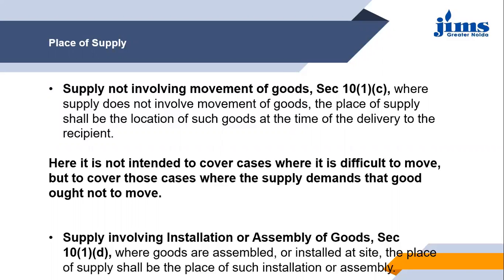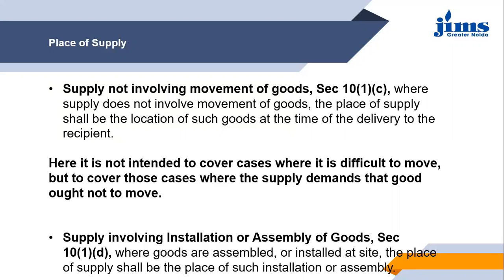So under this situation, it is not difficult to move the machine, as I have written on the board, that we are not considering the cases under this section where the movement of goods is difficult. No, we are considering those cases under this section where the supply demands that goods ought not to move. As in this situation, goods were not required to move. They are in the same location as they were before delivery, and now they are in the same location after delivery also. So goods are not required to be moved. So under such situations where the goods are not required to be moved from one place to another, that is the situation which will be considered under section 10 subsection 1 clause C, where the place of goods will be assumed to be the place of supply.